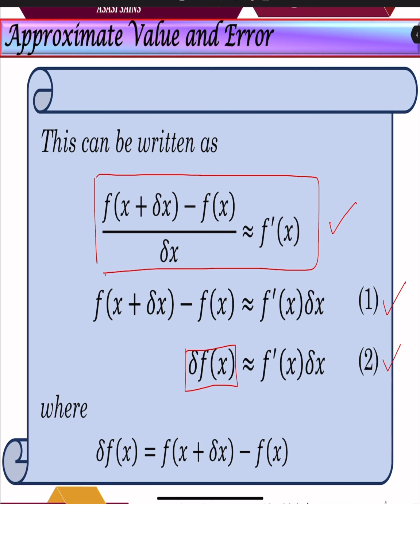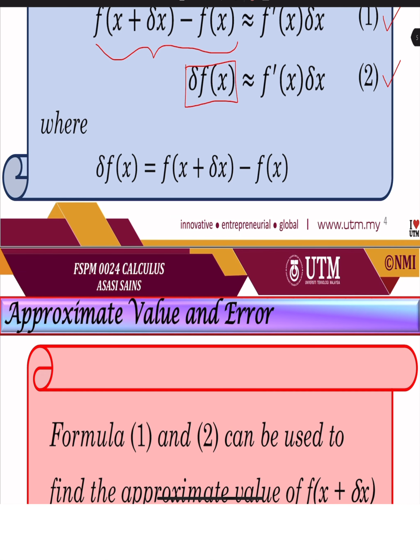We can write it as delta f(x), where delta f(x) is f(x plus delta x) minus f(x). So basically we have this formula. In order to remember, you just remember this formula. I think this formula is not given in the test, so you need to remember it. Alright, now let's look at the example.